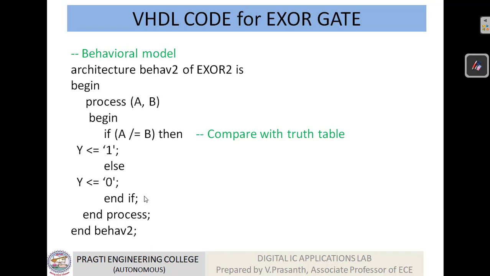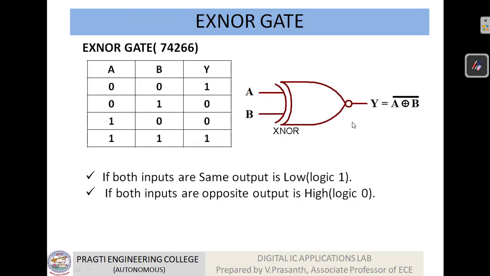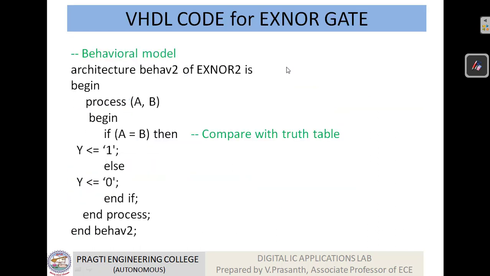This is the first experiment. I hope you understand it. I'll be sharing this PPT. So please work on it and execute all 6 gates: AND gate, OR gate, NAND gate, NOR gate, exclusive OR and exclusive NOR gate. The exclusive NOR gate is the opposite of exclusive OR. So these are the things.